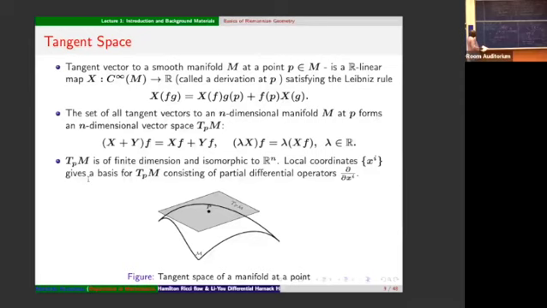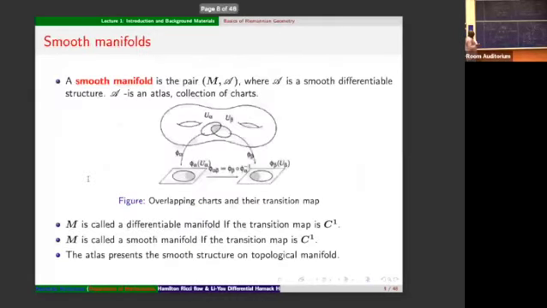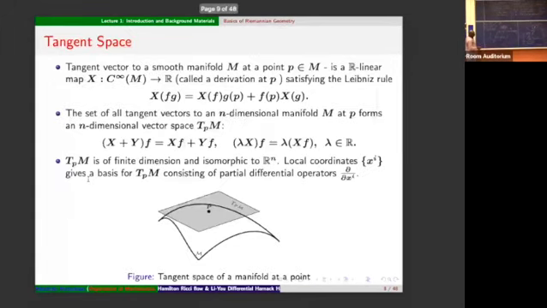Before we mention the metric, another important thing that we need to mention here is the tangent space. Let's start with the tangent vector. A tangent vector to a smooth manifold M at a point P is a linear map, linear over R. We take X to be a tangent vector.